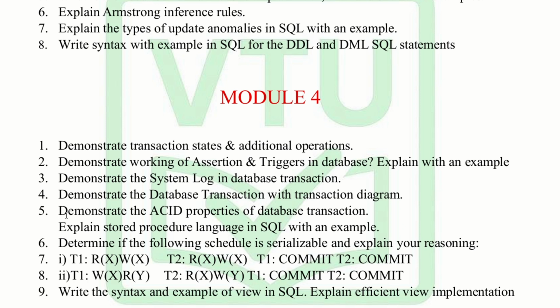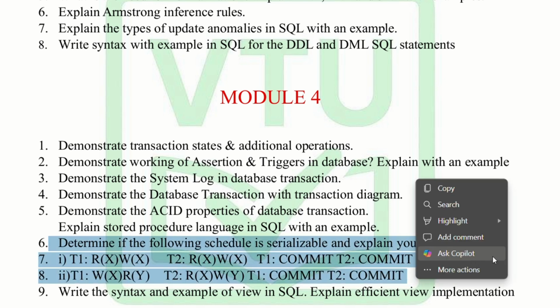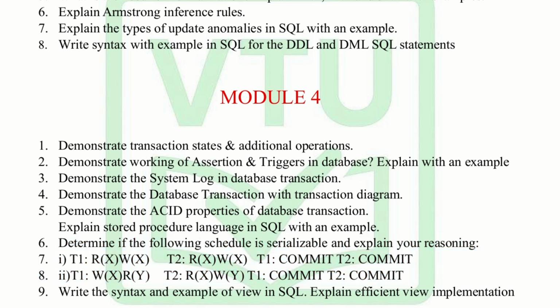Fifth question: Demonstrate the ACID properties of database transactions and explain the stored procedure language in SQL with an example. Sixth question: Determine if the following schedule is serializable and explain your reason. This question is the same question: determine the schedule serializability by explaining. Ninth question: With a syntax example, explain views in SQL and their efficient implementation.